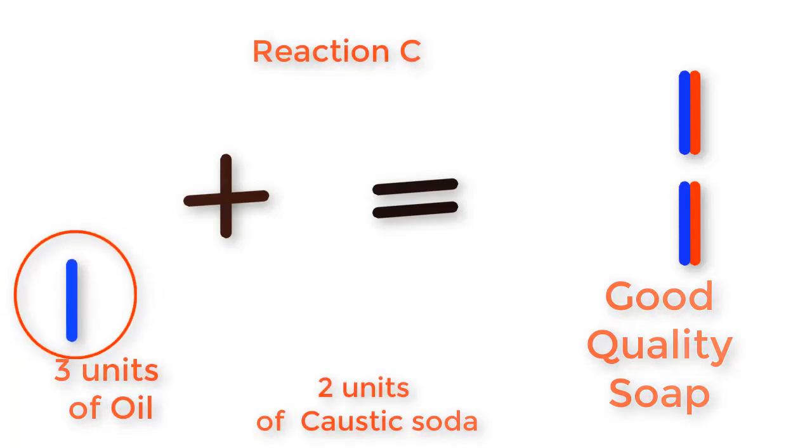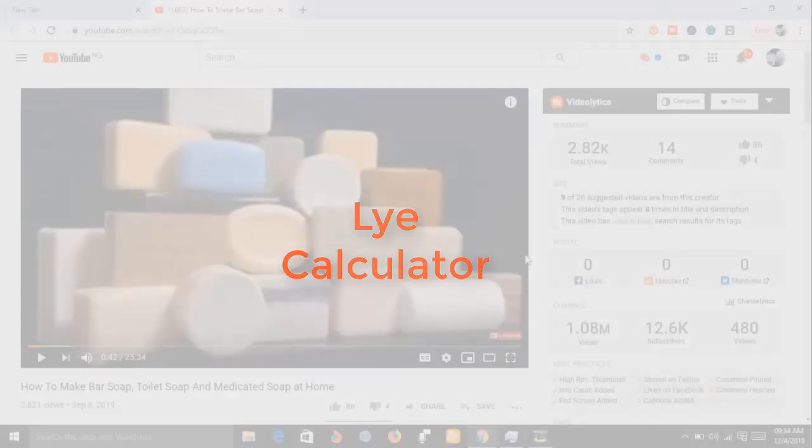Now, in order to be able to do this perfectly, we will use what is called the Lye calculator. Remember, I told you earlier that Lye means solution of caustic soda. The Lye calculator will give you exactly the specific amount of oil needed to combine with a specific amount of caustic soda that will give you a good quality soap. Every soap manufacturer needs to know this to be able to produce good quality soap. At this juncture, I would like to introduce you to the Lye calculator.